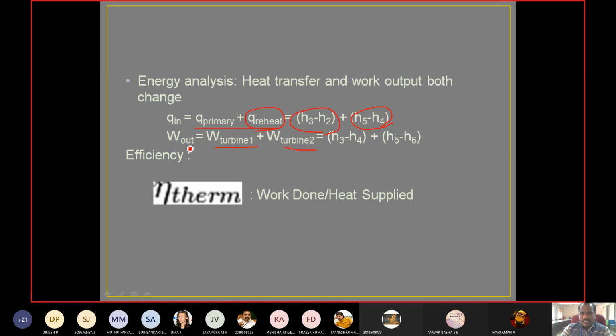Then we can also get the two turbines, right? The W net will be your turbine one work output plus turbine two work output. So we get this W out with the addition of these two W's. Okay, so WT1 output will be H3 minus H4, and WT2 output will be H5 minus H6. Then we add both together to get the W net. Then we can calculate the thermal efficiency of this Rankine cycle. The formula is work done by heat supply: we have work done as the work output, and we have our heat supply as Q in, right?